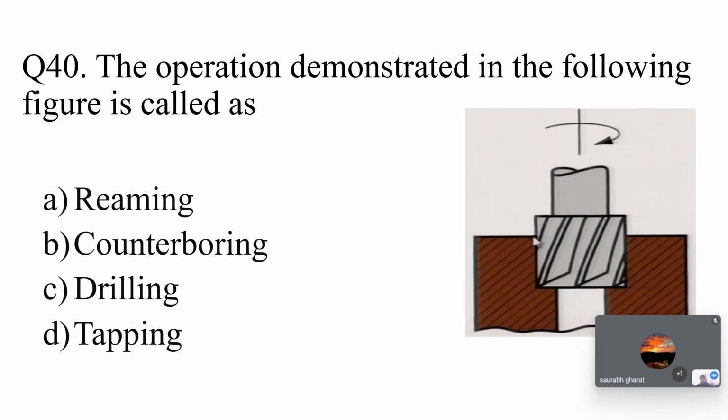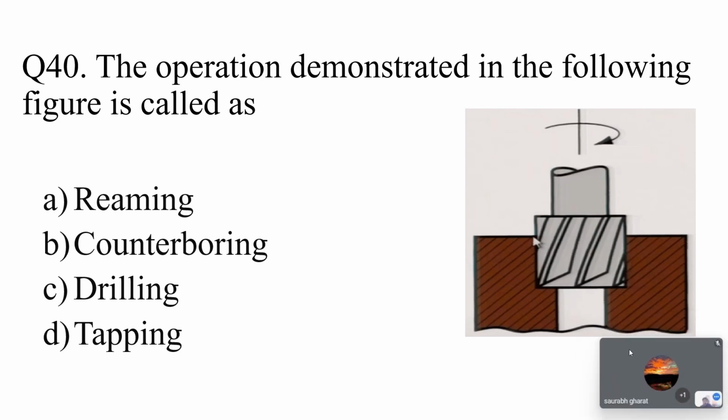Operation demonstrated in the following figure is called as. Okay, so here we have one figure. Here one operation is shown. What is it? It is not reaming. You know what the reaming process is. This is not reaming. Counter boring. So it is a counter boring process. The drilling process is not like this, it's different. Tapping is the production of thread. Okay, internal threads, that is tapping.